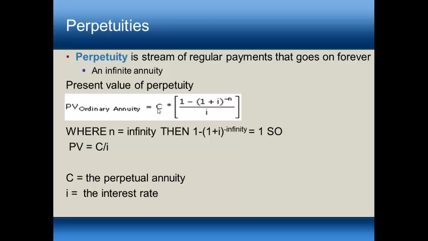For example, this could apply to dividend income. If a dividend is fixed and is going to be obtained over and over, perpetual, this would be a good formula to use. Since 1 minus 1 plus I raised to minus infinity becomes 1, C multiplied by 1 divided by I becomes C divided by I. So if you have a perpetual payment, you could transfer this into C divided by I.